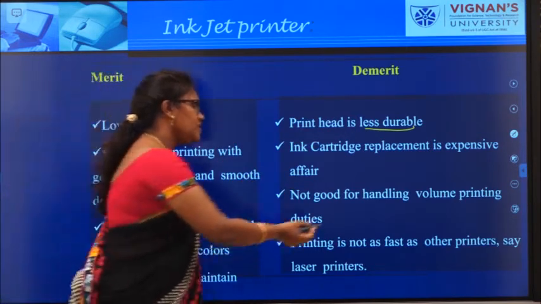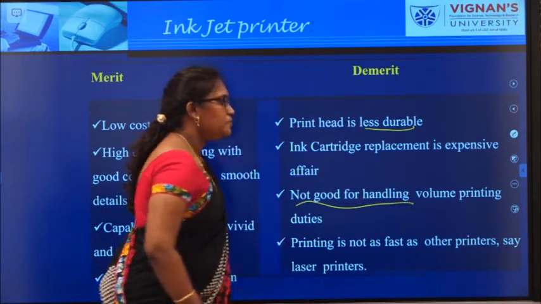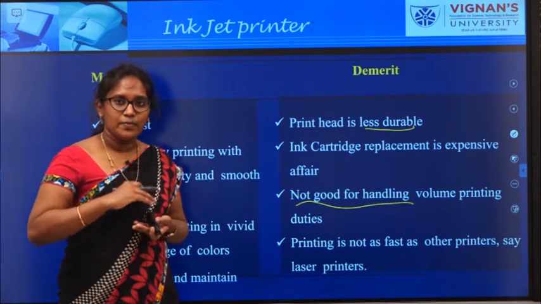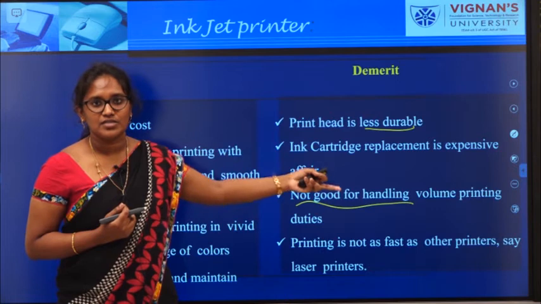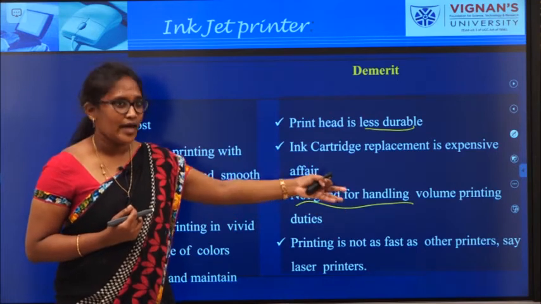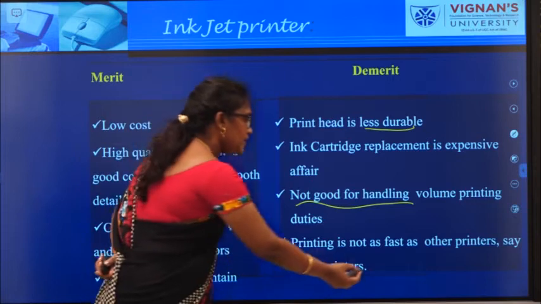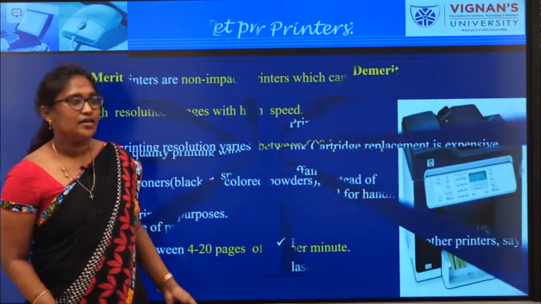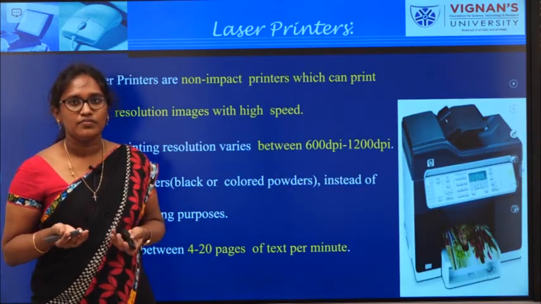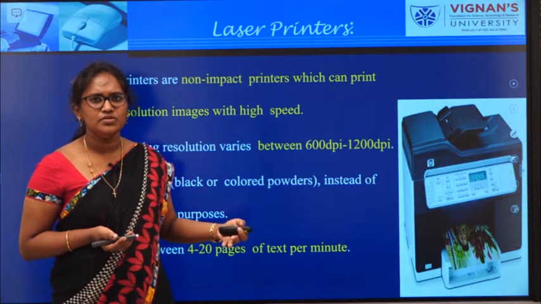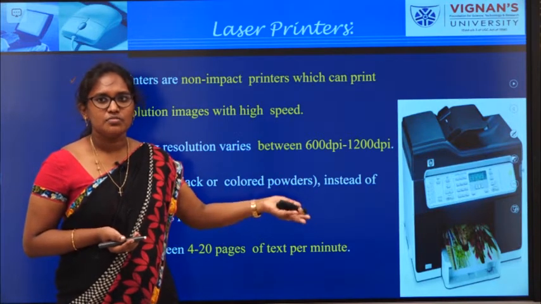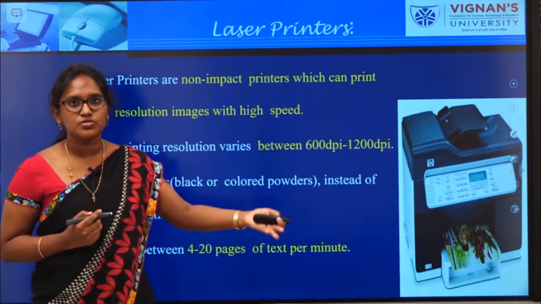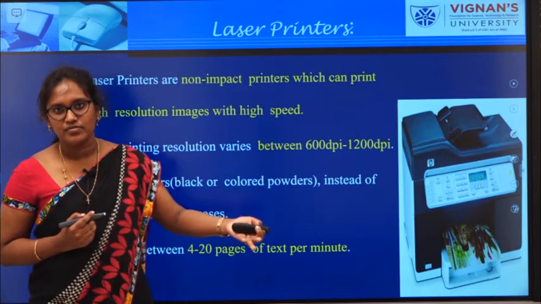Next one is, it is not good for handling volume printing duties. What does this mean? It means that for bulk printing, this kind of printer is not suitable or apt. Next one is, printing is not as fast as others. For this one, I can say that if you give a normal black and white printout and a color printout, the black and white printout or Xerox will come within a few seconds, but when it comes to the color printout, it takes plenty of time, right?